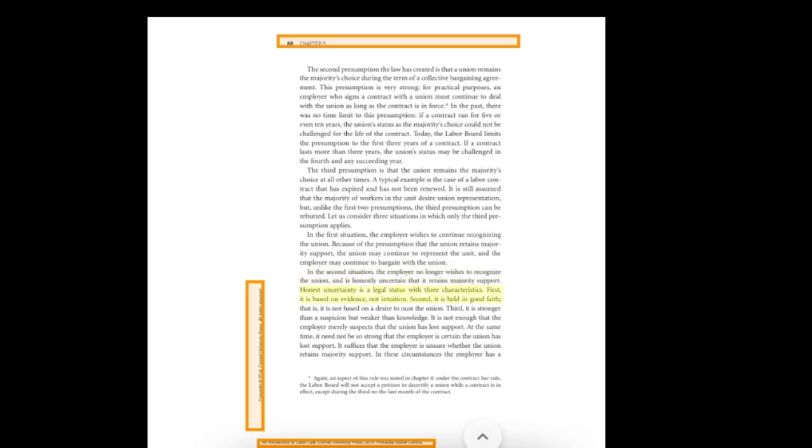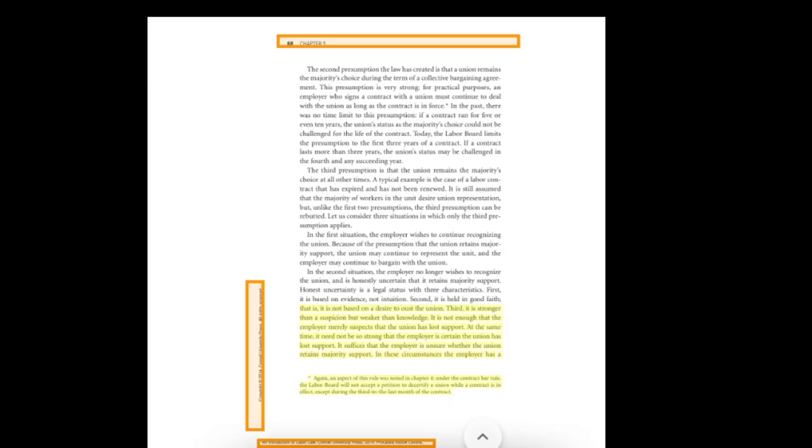Honest uncertainty is a legal status with three characteristics. First, it is based on evidence, not intuition. Second, it is held in good faith. That is, it is not based on a desire to oust the union. Third, it is stronger than a suspicion but weaker than knowledge. It is not enough that the employer merely suspects that the union has lost support. At the same time, it need not be so strong that the employer is certain the union has lost support. It suffices that the employer is unsure whether the union retains majority support.